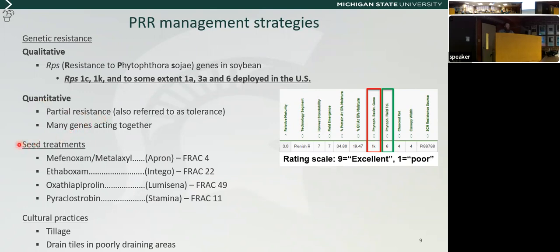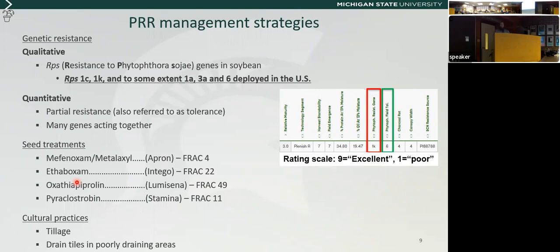In terms of chemical management, we don't really have any sprays that can be used mid-season. So all of our management chemically is typically done at planting, either via seed treatments or in-furrow applications of mefenoxam or metalaxyl, as well as ethoboxam and oxathiopyprolin. Mefenoxam and metalaxyl have been around for a few decades now. It's kind of our gold standard for oomycetes. It works very well on these soil-borne organisms.